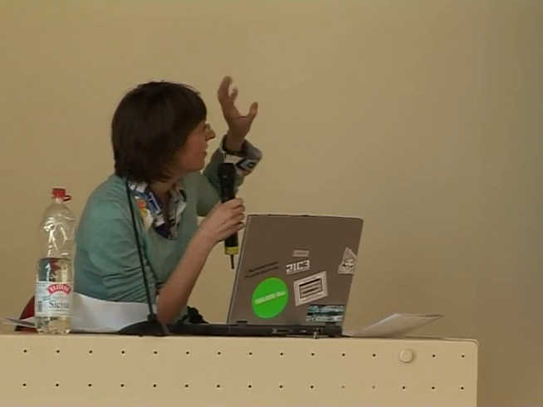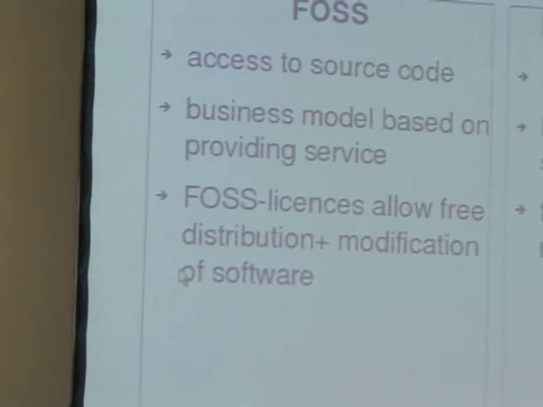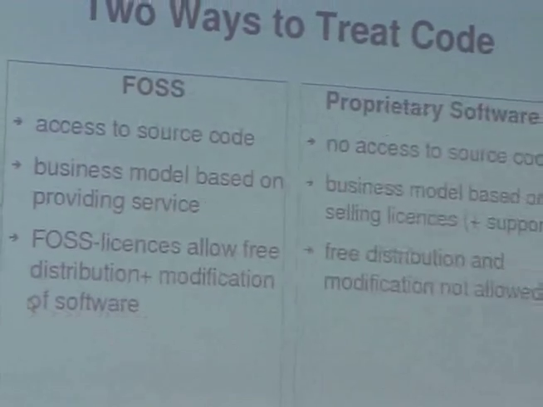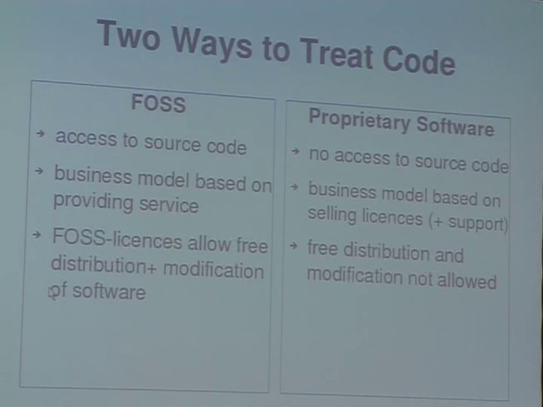And that's, of course, completely different if you compare that to proprietary software. On this slide, I just put down the most basic differences between these two models of treating software. While with free software you do have access to source code, some words on source code. I believe that most people in this room do know about source code, but maybe there's someone who doesn't. Source code is like the DNA of software, and if you want to make modifications, you only can do it if you have access to source code.